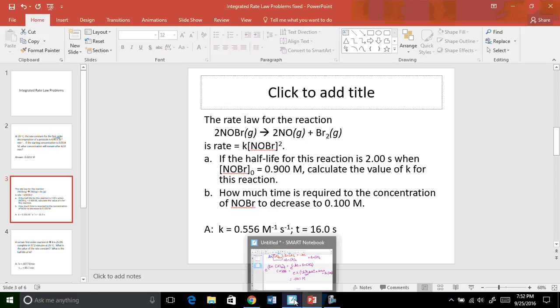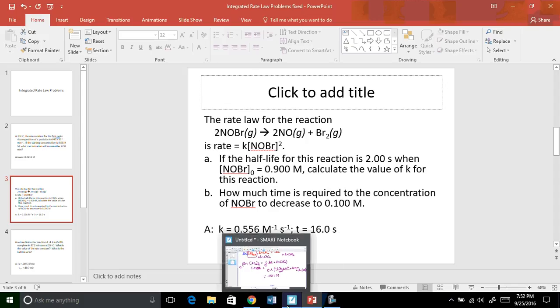So on this one, what they're giving us is that t is 2 seconds, and that's a half-life. We're going to talk about what that means, and that the initial concentration of the reactant, and now this time we're not calling it A, we're calling it NOBr, is 0.900 molar. And they said, and what's the half-life? I need to talk about that, so I'm going to go to this slide.